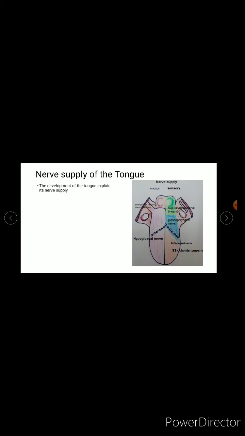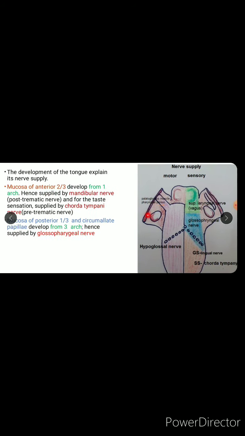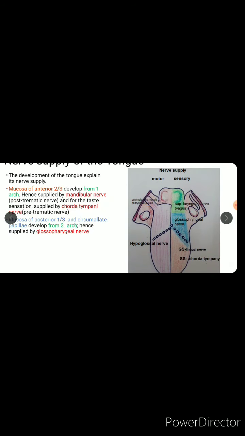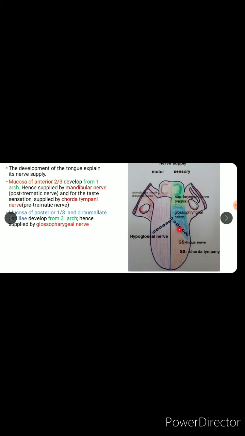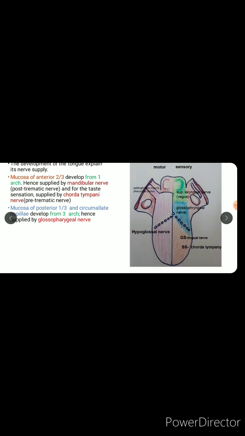Now, the most important part in the development of the tongue is the nerve supply of the tongue. The development of the tongue explains its nerve supply. Now, in this diagram you can see the nerve supply of the tongue. As you know, this half shows the sensory innervation and this half of the tongue shows the motor innervation.